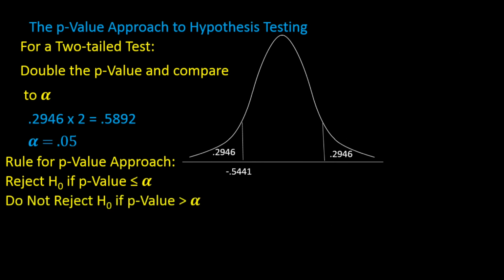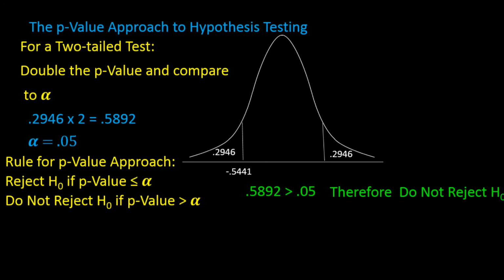So what is our p-value? It is 0.5892. And what is alpha? 0.05. So 0.5892 is greater than alpha, which is 0.05, and therefore our conclusion should be do not reject the null hypothesis. It is the same conclusion we came to using the critical value approach.